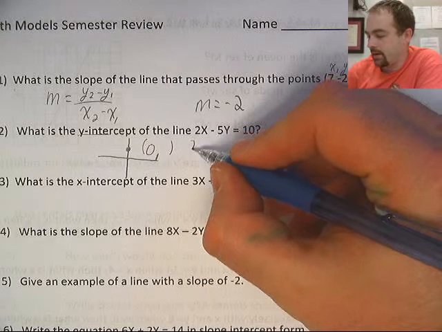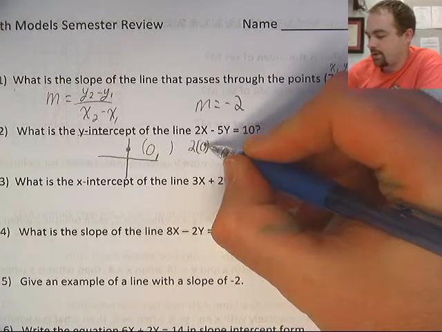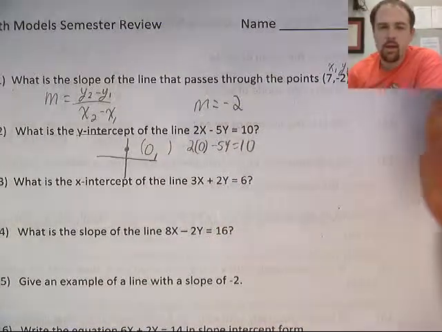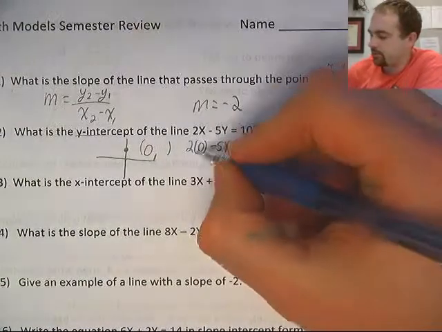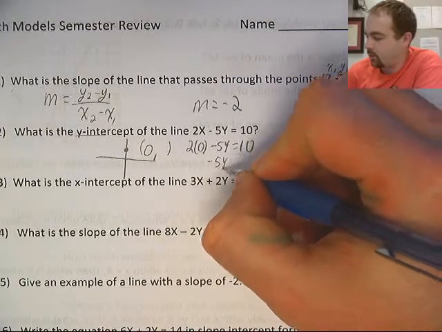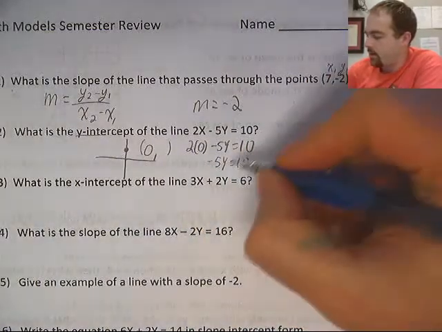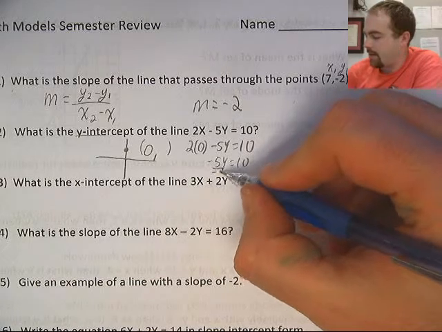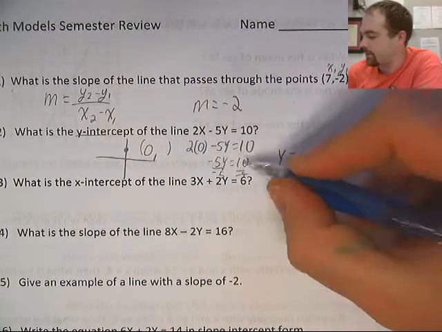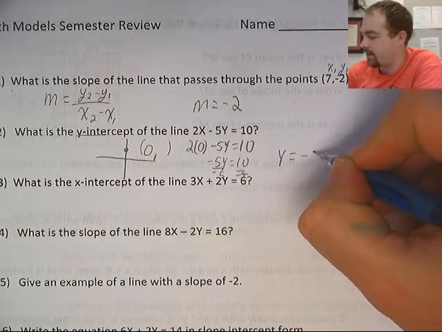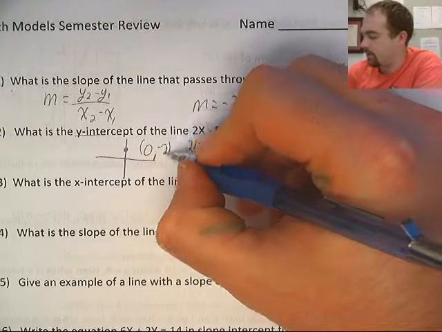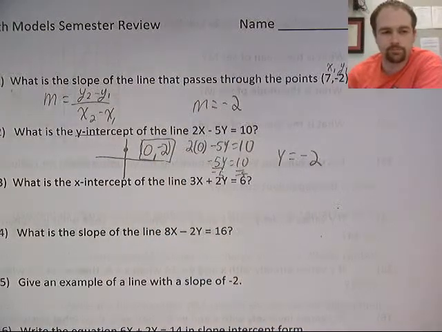I'm going to substitute a 0 for the x. Minus 5y is equal to 10. And now I've got to use a little bit of our algebra skills. 2 times 0, well, that's just 0. So I'm left with -5y is equal to 10. Now we're going to divide both sides by -5, and get y is equal to 10 divided by -5, which is -2. So the y-intercept is going to be (0, -2).